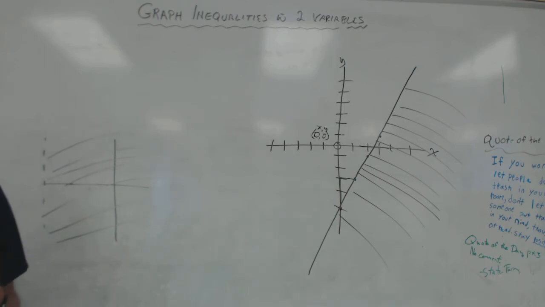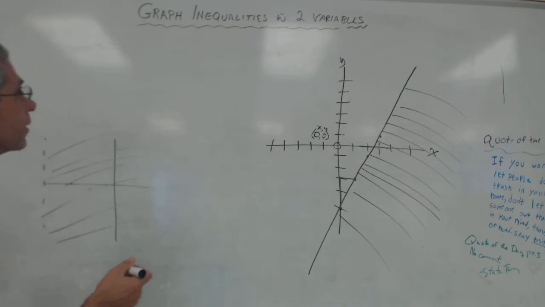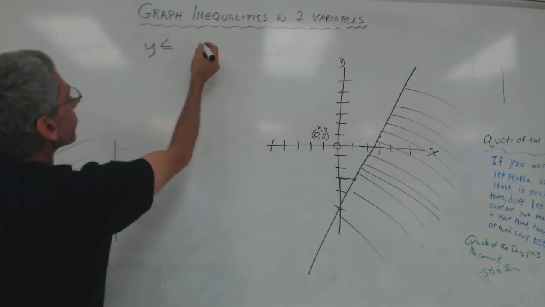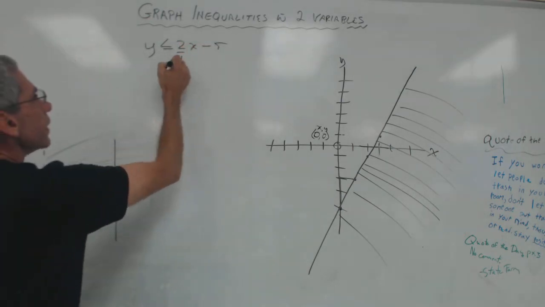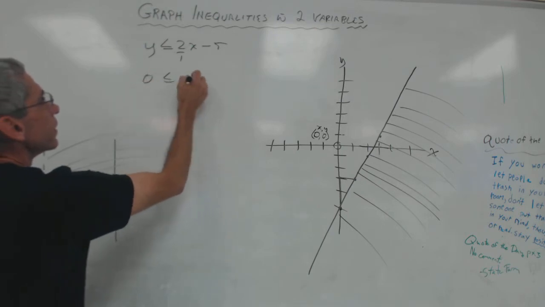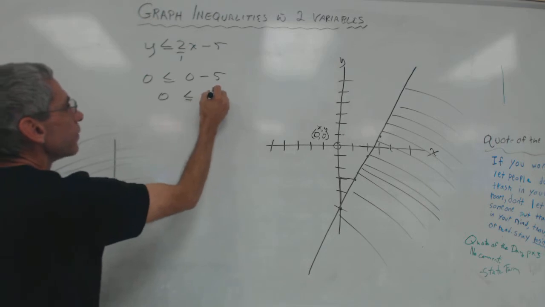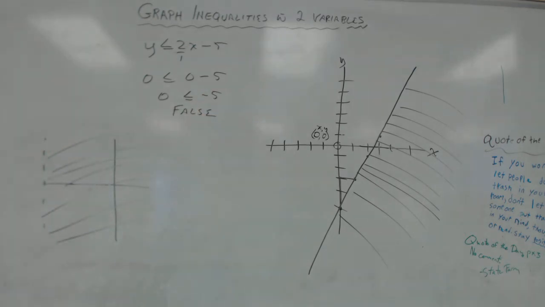Did you get it? All right, rewrite it. Dude, that was like 5 minutes ago. What did I have up here? Y is less than or equal to 2x minus 5. And 0. And then we said 0 is less than or equal to negative 5. That is false. Okay, now go. Is the picture taken? Great.